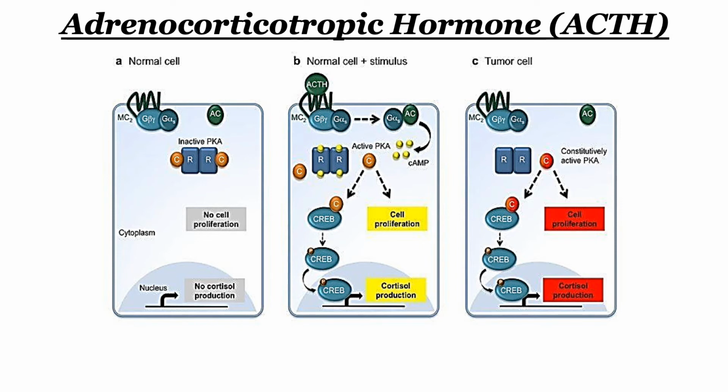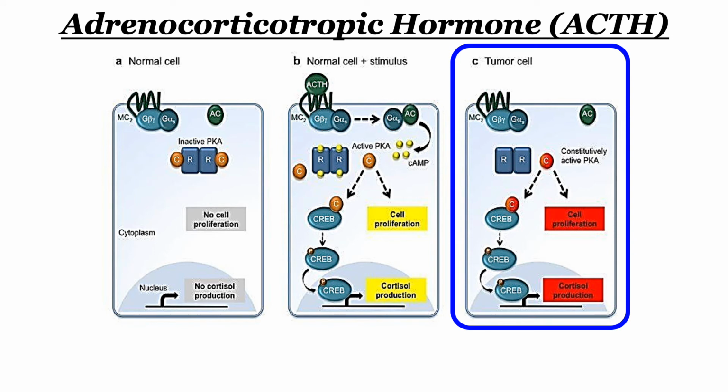What's interesting about all of this is that in certain tumor cells, the regulation of PKA activity is uncoupled from ACTH. So you have constitutively active PKA, which leads to hypercell proliferation and massive cortisol production. So these tumors produce major amounts of cortisol, and the cells proliferate and the tumor progresses.